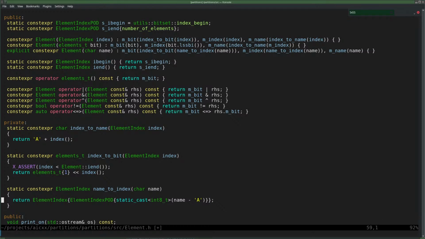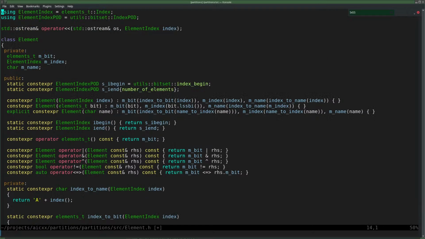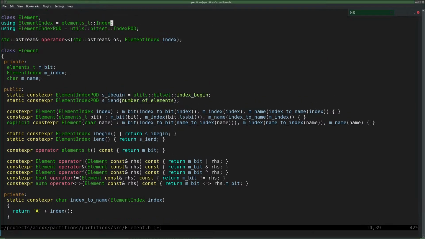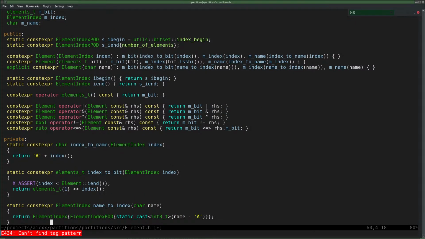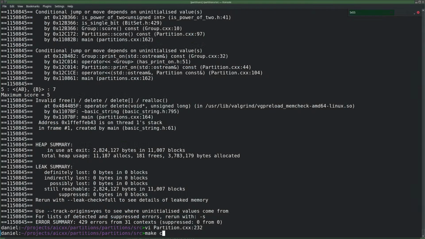Okay, we have here, I think this should work better. Now the index POD can be passed through an element index, which is the elements type index, which is of course what? Well, it's a bit set index. Okay, let's make C tags.